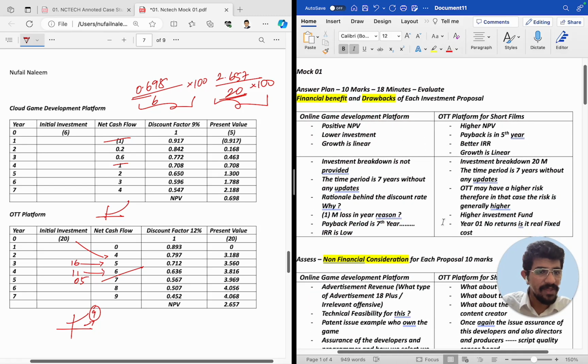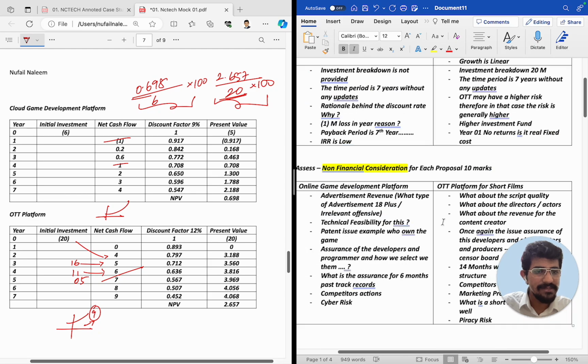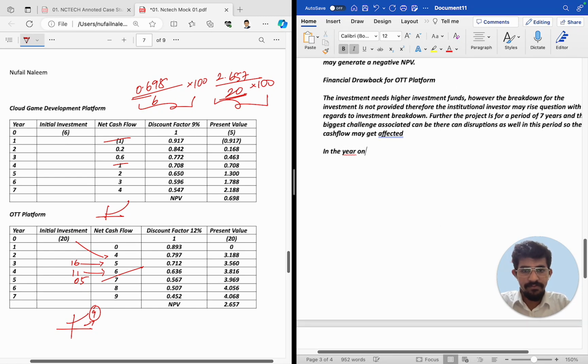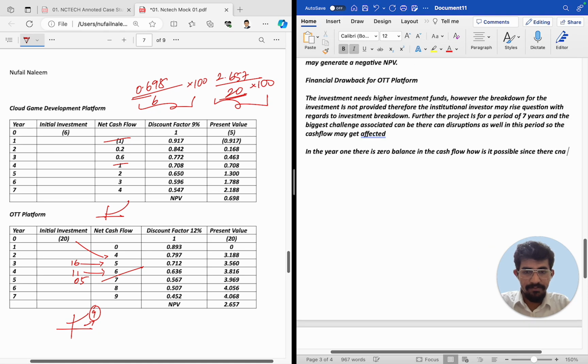And then, students, if I am not mistaken, the next thing is, in the year one, there is zero balance in the cash flow. How is it possible? Since there can be fixed cost as well. Therefore, this is a factor to be considered. Keep that in mind, students.